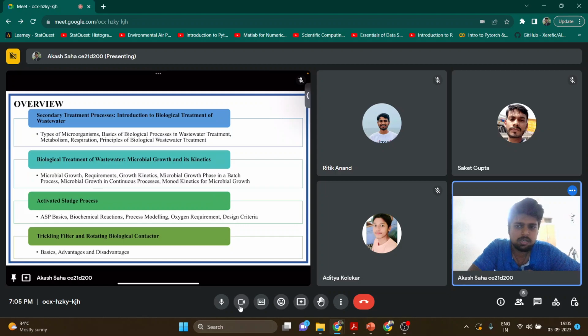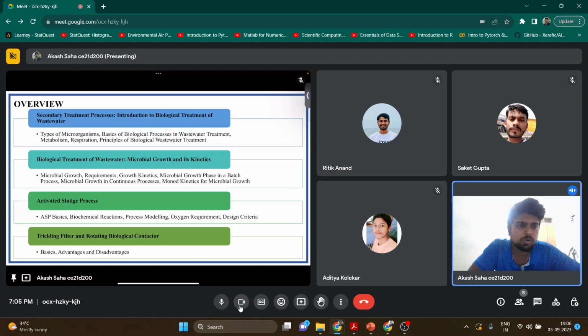And then we learned about the activated sludge process, where we discussed all the biochemical reactions, the process modeling, oxygen requirement, and the design criteria. Then we discussed briefly the trickling filter and the rotating biological contactor. I have some subjective and objective type questions regarding these topics.